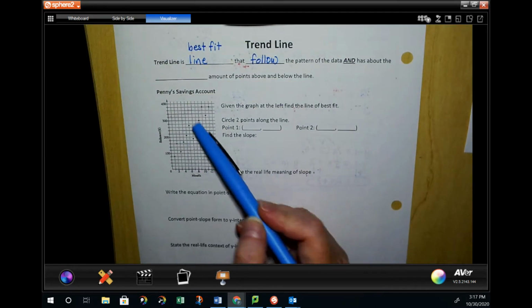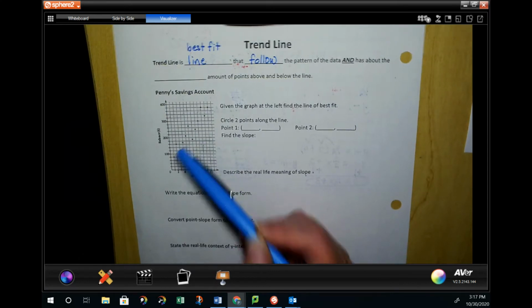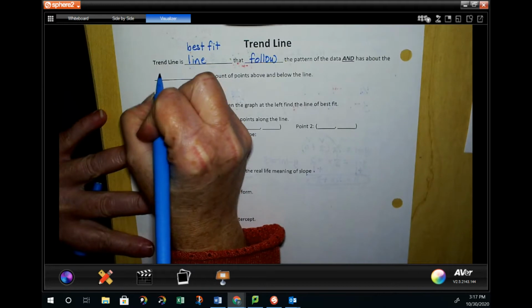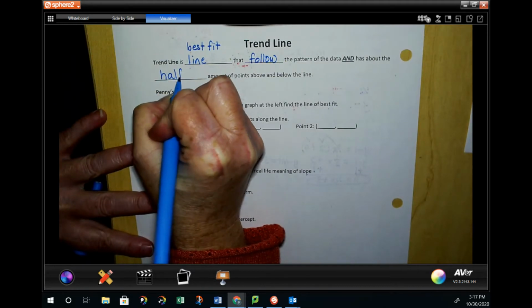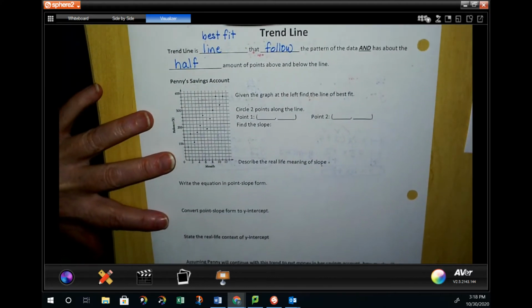If you look down here at this example, you've got all these little points and you're going to follow that particular pattern. It's got about half the amount of points above and half the amount of points below. It's not going to be perfect. It's just going to be a good little estimate.